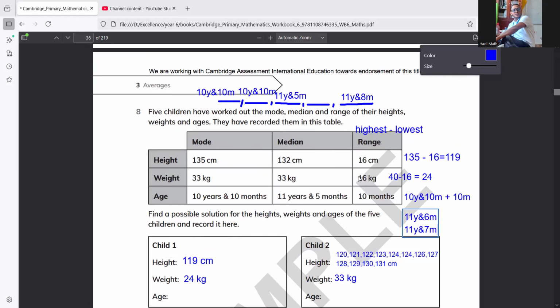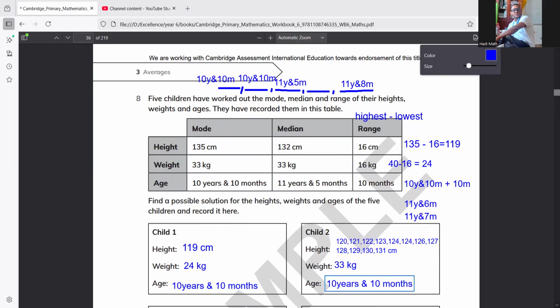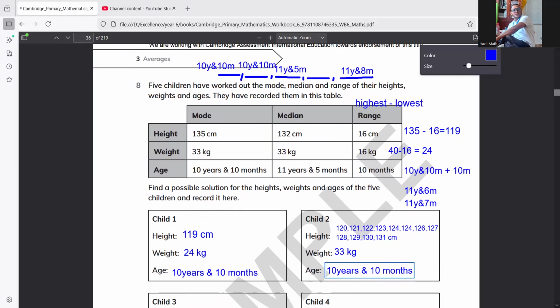Look at the age. We say the lower one is what? 10 years, 10 months. So go here, write 10 years and 10 months. That's for the second one. For the first one, the second one is going to be actually the same. The third one is the median. We said 11 years and 5 months.